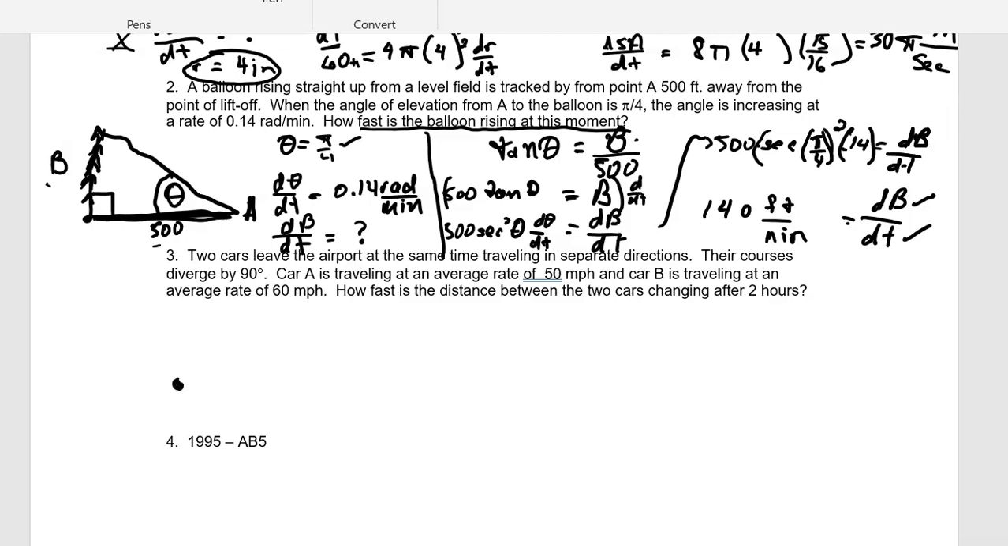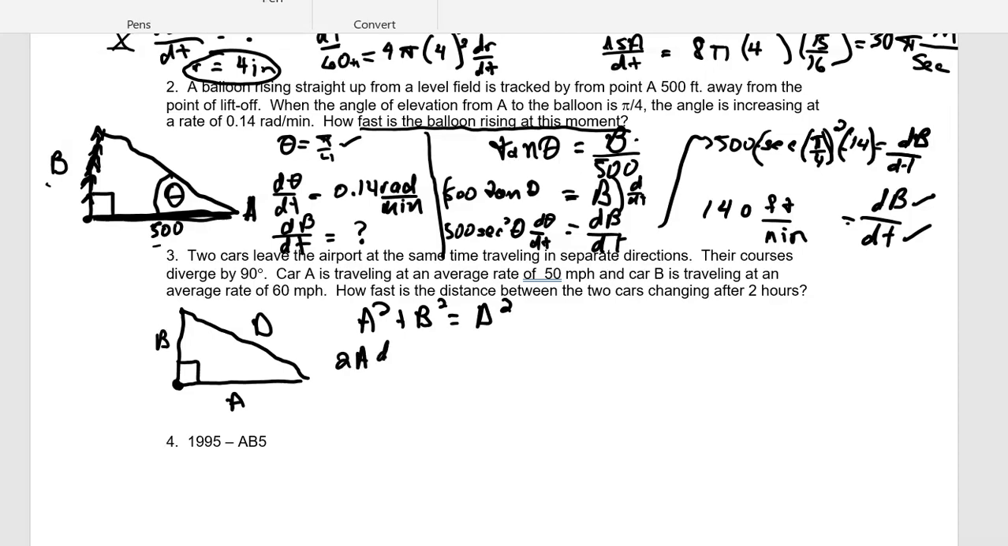So here, let's say this is our airport. Let's say this is car A. Let's say this is car B. We're told that they're diverging by 90 degrees. What we are looking for then, if these are the cars here and here, is D. How fast is that changing? So it's another right triangle. We do a squared plus b squared equals d squared. Take our derivative, 2a, and then dA dt plus 2b dB dt. And then that would equal 2d times dD dt.